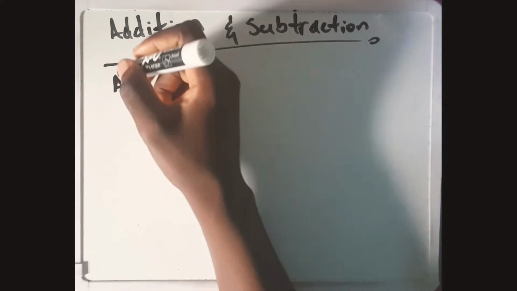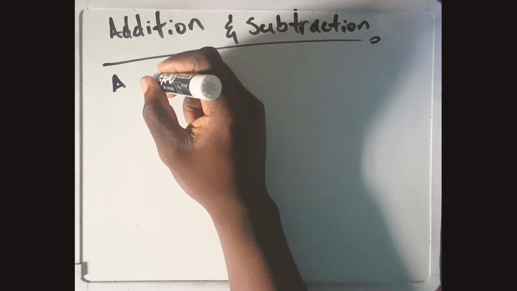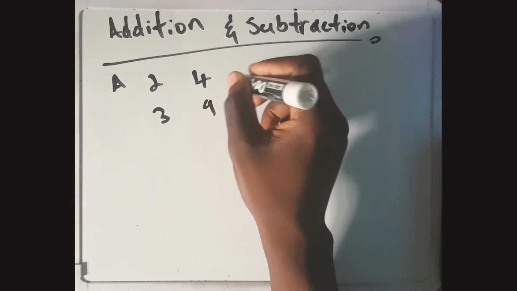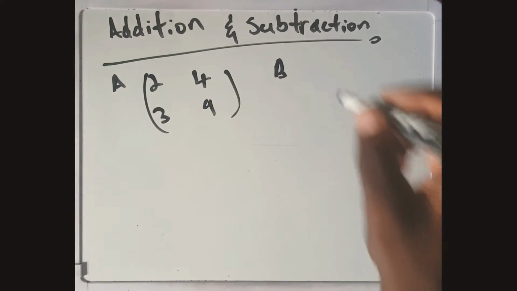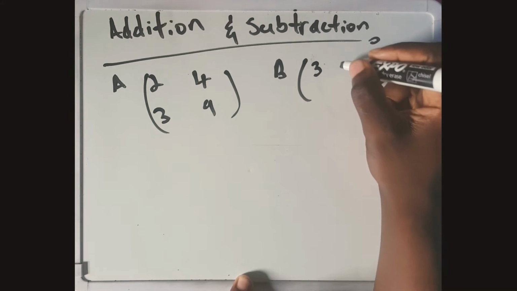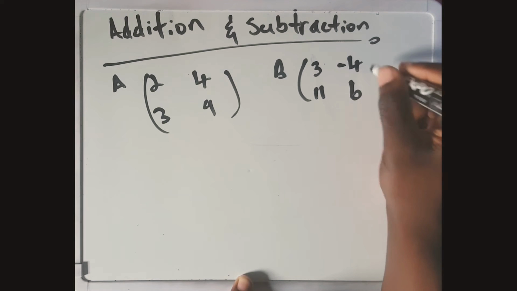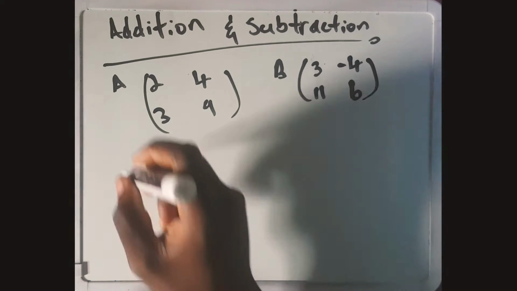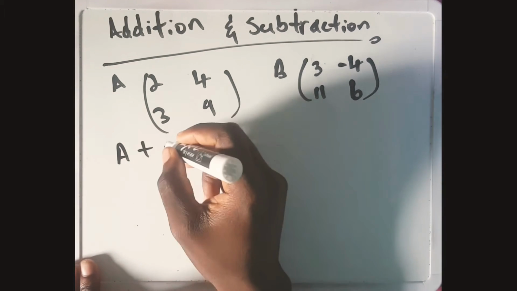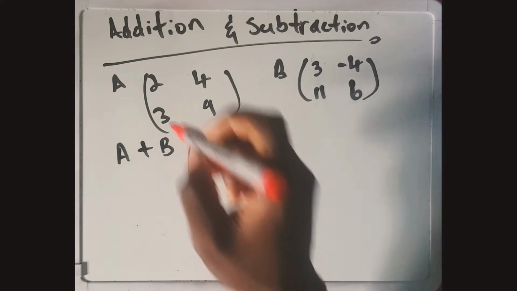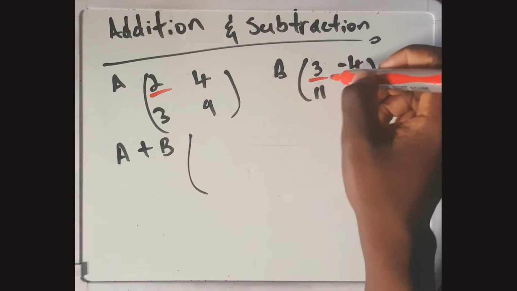So let's do that. If I have a matrix A, a 2 by 2 matrix A, where I have elements 2, 4, 3, and 9, and matrix B with elements 3, minus 4, 11, and 6, and I'm given this question, A plus B. Now, when adding two matrices, what you do is add corresponding elements.